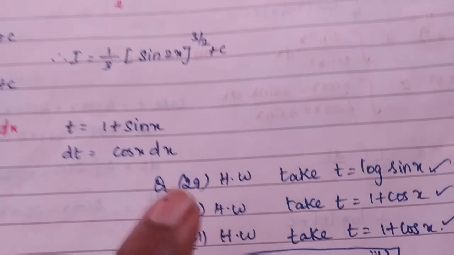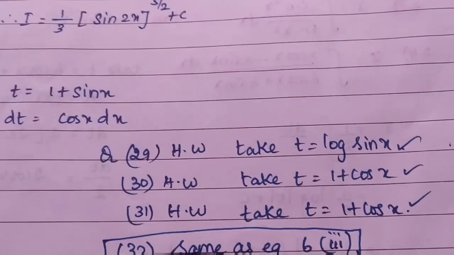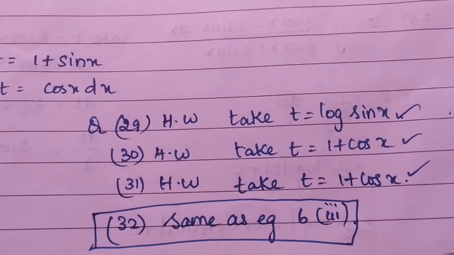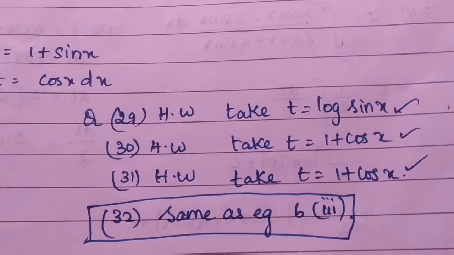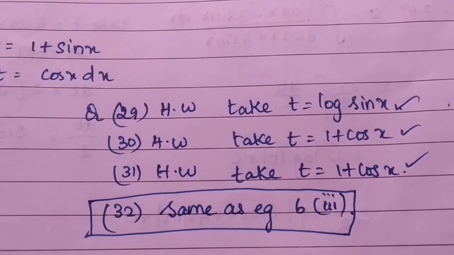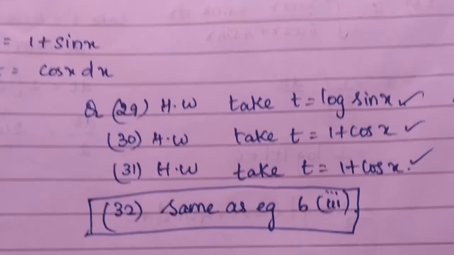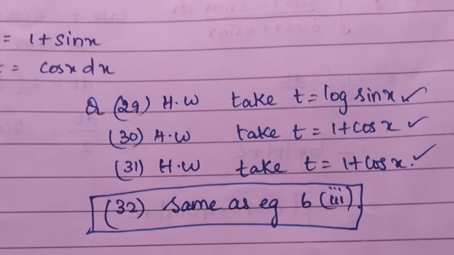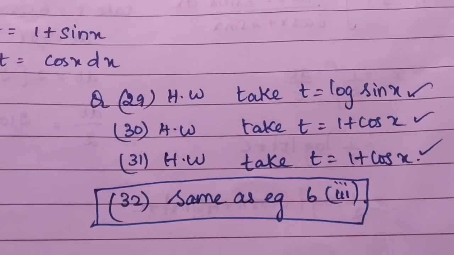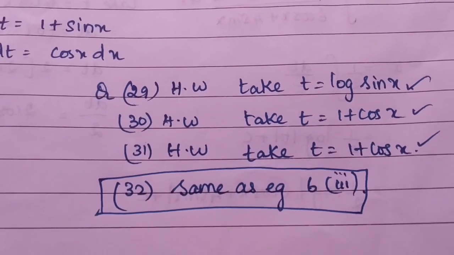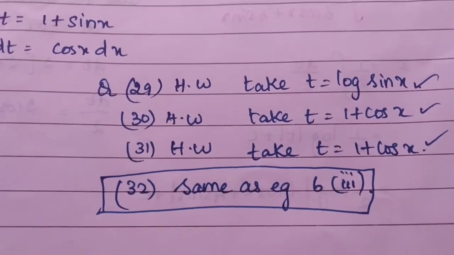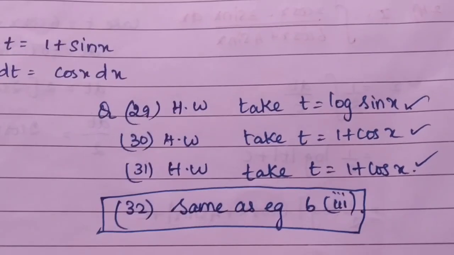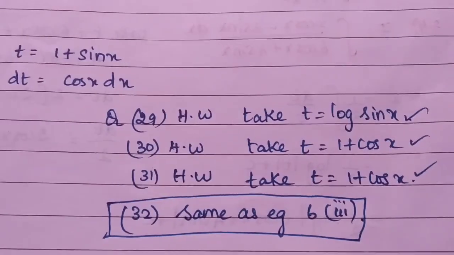The next question, homework 29th one, homework sum. There you need to take t value to be like this and proceed. 32 is the same as example 6; there they have given us tan x, here it is cot x, that's the difference. But I am going to explain that now. Just note down what you need to take as t and proceed. Keep it in mind, each and every step write clearly, understand and then write. It will be easy for you to do.